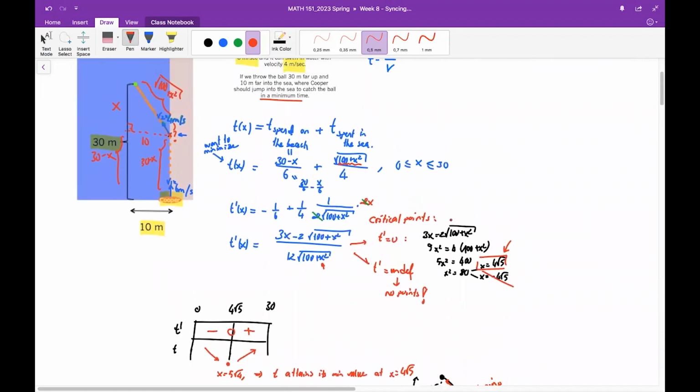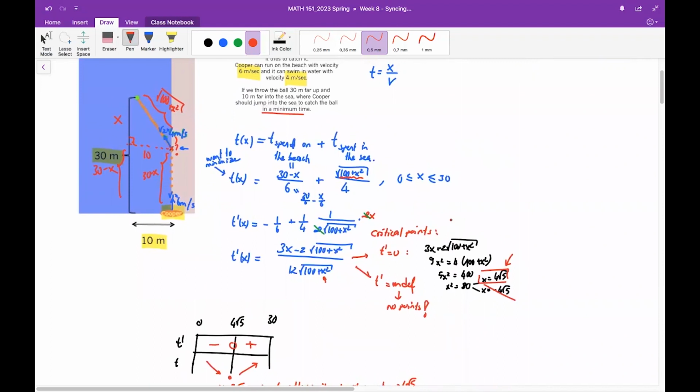To be able to solve the optimization problems, first thing to do is to create a function depending on just one variable. This function will be the function that you want to minimize or maximize, okay? In this case, we wanted to minimize the time function. That's why we try to construct a time function depending on the variable x.